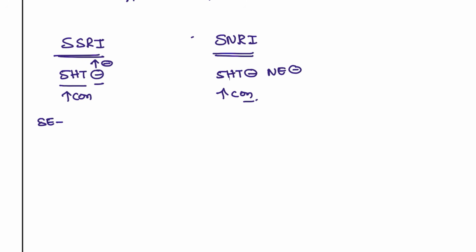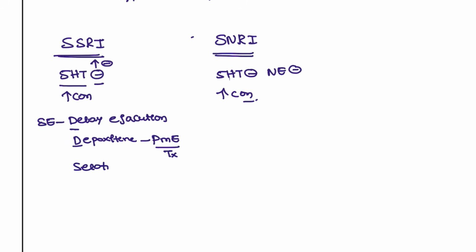Next, side effects. You are going to see delayed ejaculation. D for delayed ejaculation, D for dapoxetine. So dapoxetine has highly delayed ejaculation, and it can be used for premature ejaculation patients. Treatment can be given for premature ejaculation.